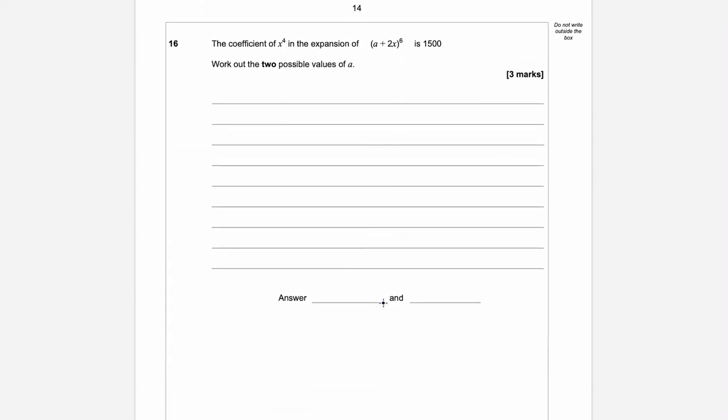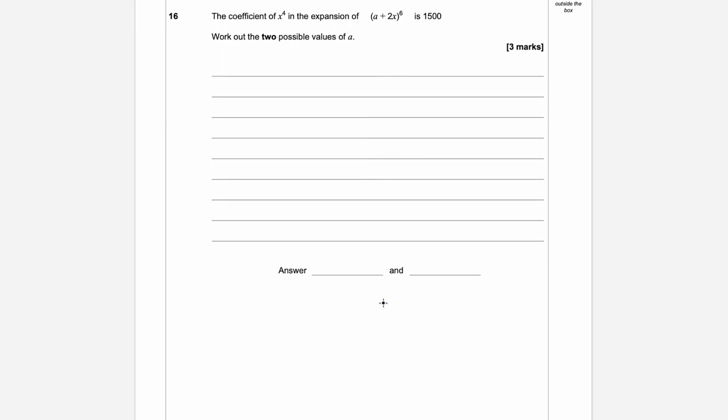Okay, that is 15. Question 16. The coefficient of x to the 4 in the expansion of this is 1500. Work out the 2 possible values of a. First and foremost, guys, I need Pascal's triangle. Let's draw it down here.